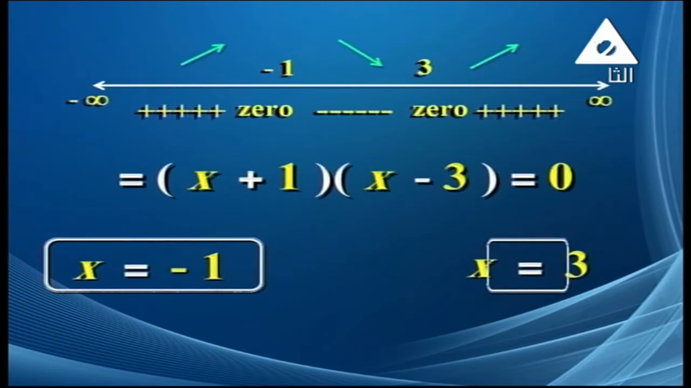Also x equals 3. My dear student, look at the number line from negative infinity to infinity. The first interval, negative infinity open to negative 1. Second interval, from negative 1 open to 3. Third interval, from 3 to infinity open.